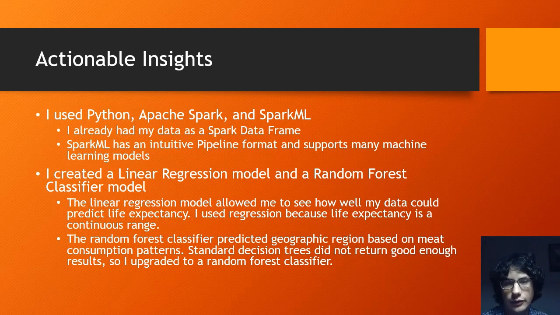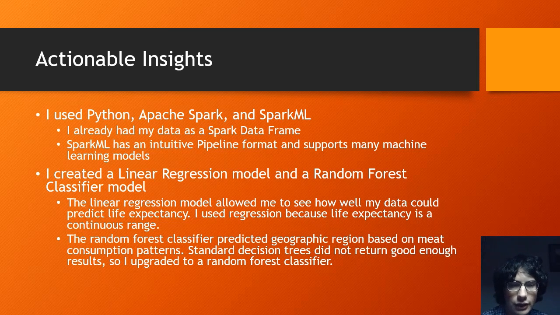So my first model was a linear regression model, looking at how well all my other data points, minus HDI rank, could predict life expectancy. I used regression in this case because life expectancy has a continuous range, starting in the 50s to the 80s.